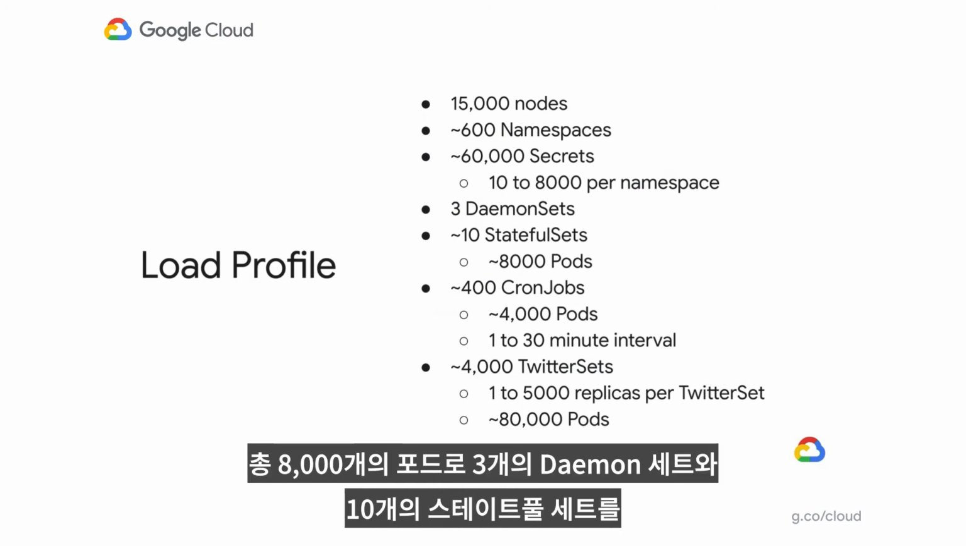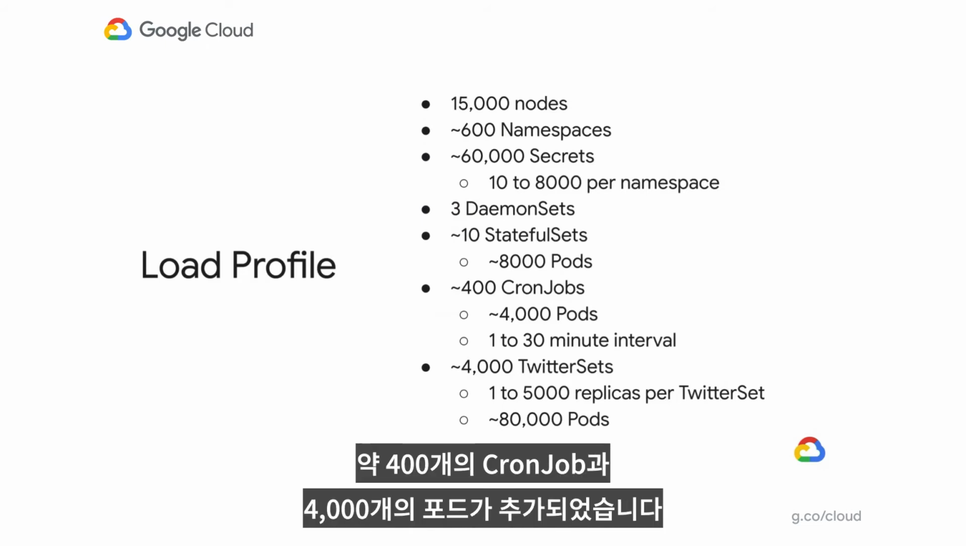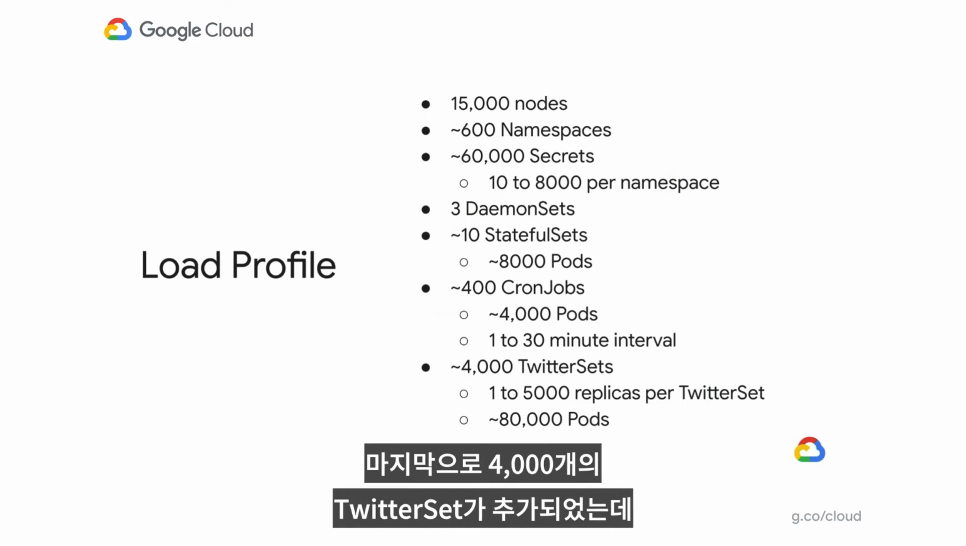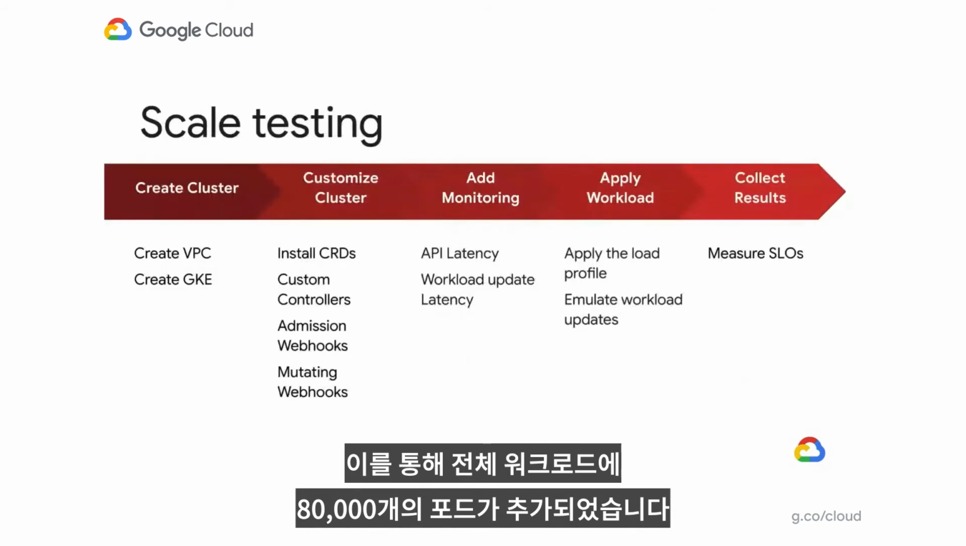We estimated that we are going to run 3 daemon sets and 10 stateful sets with a total of 8,000 pods. We added around 400 cron jobs, and this added another 4,000 pods. We finally added 4,000 Twitter sets, which added another 80,000 pods to the entire workload.